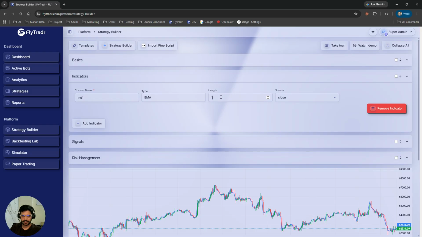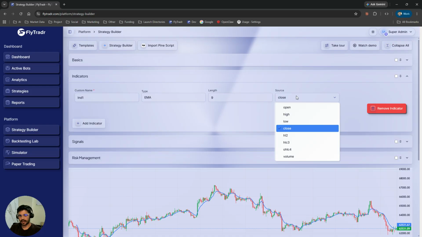So now let's change the length. Length, I will keep it short, say 9. Okay, so the first indicator is EMA and its length is 9. Finally, we have source. Source basically means how this indicator value is going to be calculated. So is it based on when the candle closes? Is it based on when the candle opens? Is it based on the highest the candle had or the lowest? And there are other options as well. So industry best practice is to use close, and by default it is on close. So I will leave it as close.